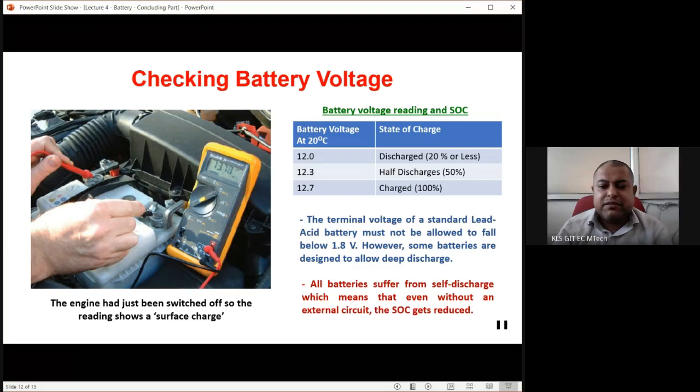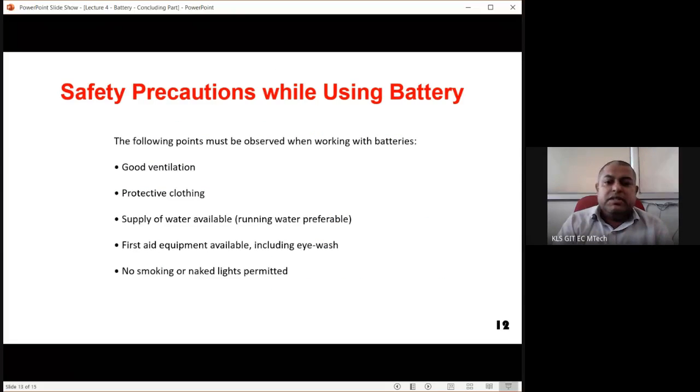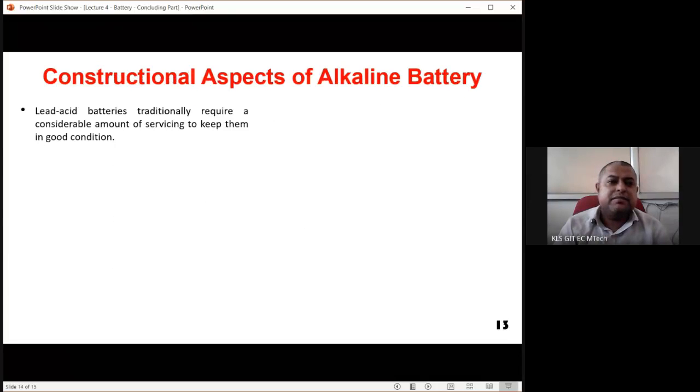All batteries suffer from self-discharge, which means that even without an external circuit, the SOC gets reduced. I explained this to you long back: if you keep the battery and don't drive the car for a long time, you'll find that the battery voltage has fallen below 12 volts. These are the safety precautions: good ventilation, protective clothing, a supply of water, first aid equipment, and no smoking near the batteries.